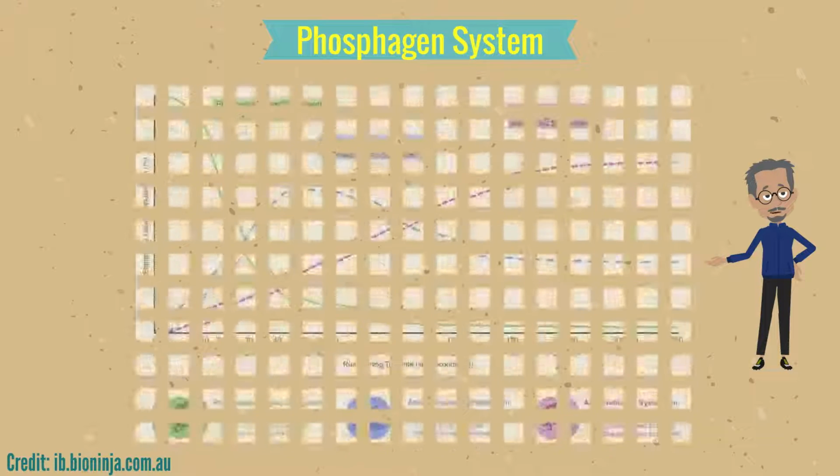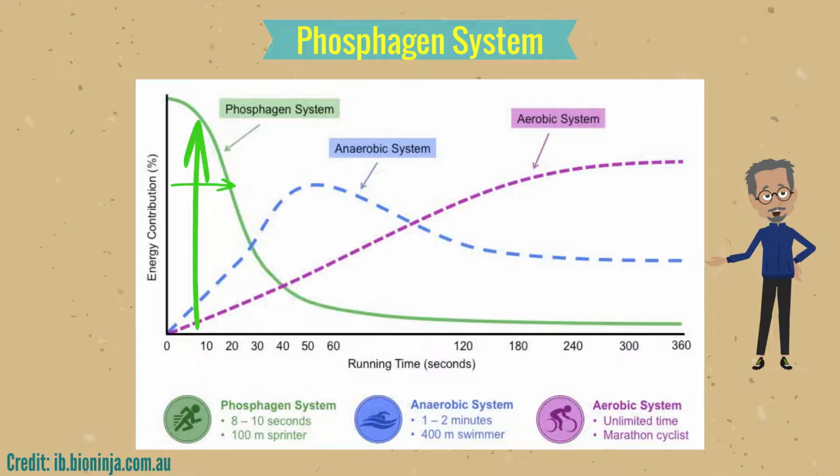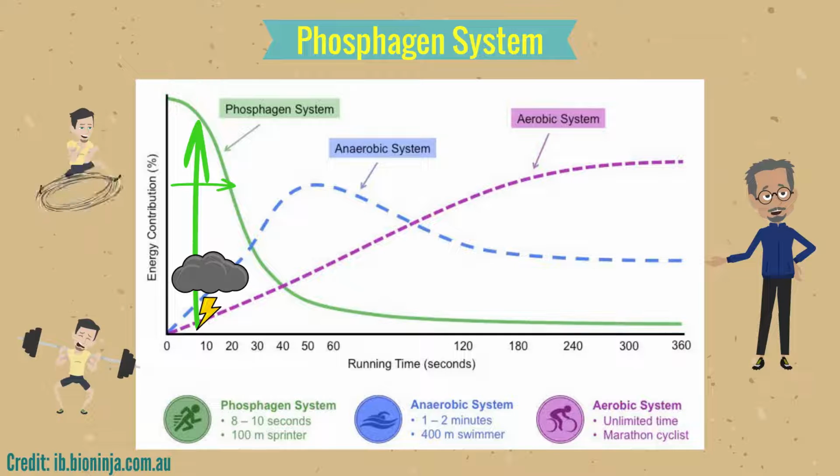Phosphagen System provides ATP primarily for short-term and high-intensity activities, for example, sprinting and resistance training. Phosphagen System is responsible for energy production at the start of all exercises regardless of the intensity.